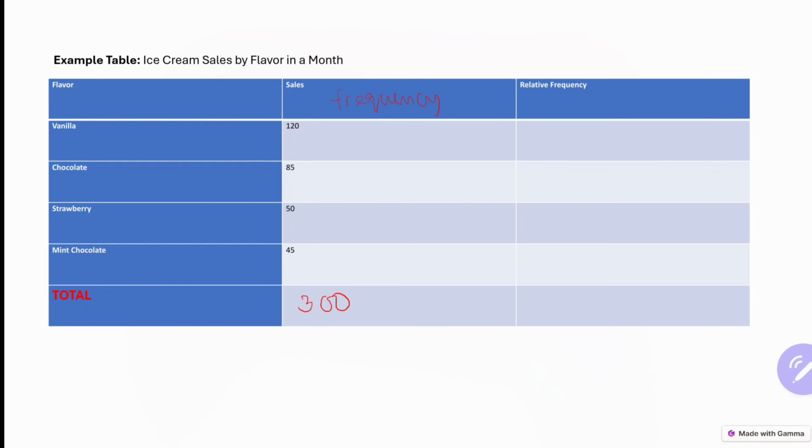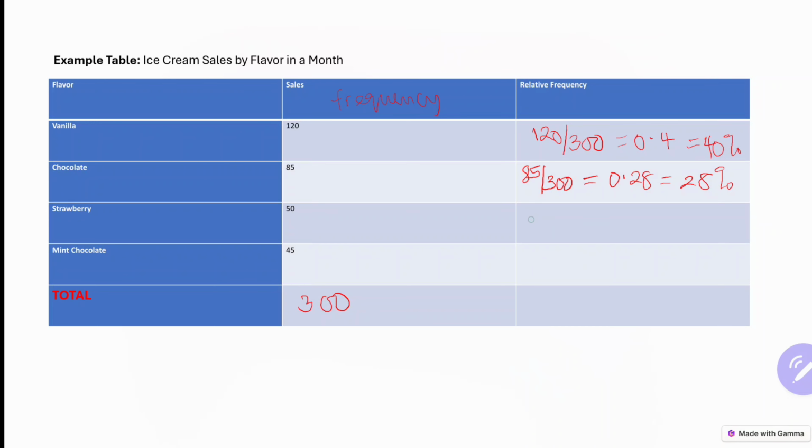Now, to get the relative frequency for vanilla, we have the frequency, which is what? 120 divided by 300. And this is going to give us what? 0.4. And in percentage, you can say that this is the same thing as 40%. Now, doing the same thing for chocolate, we have 85 as the frequency for the category divided by the total of 300. This gives 0.28, and this is equivalent to 28%.